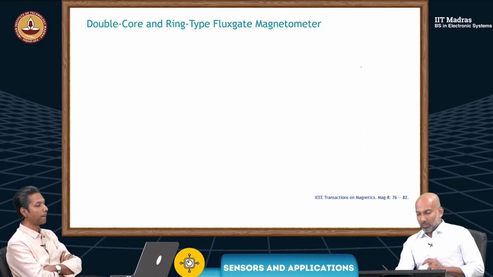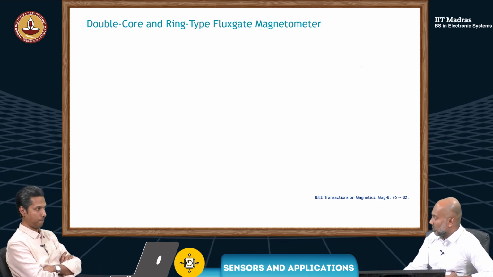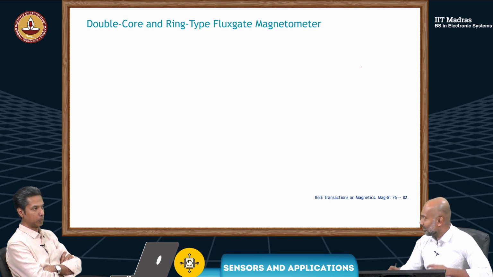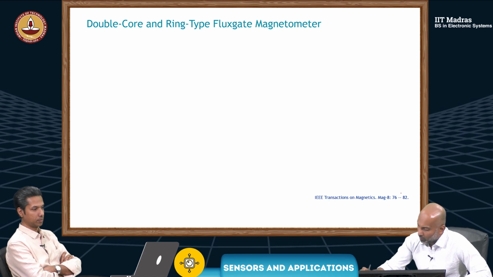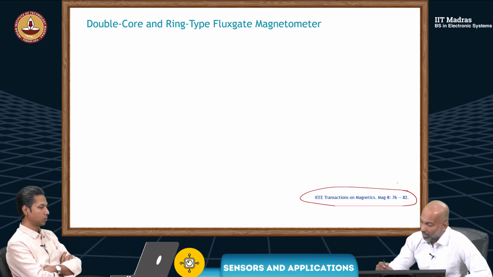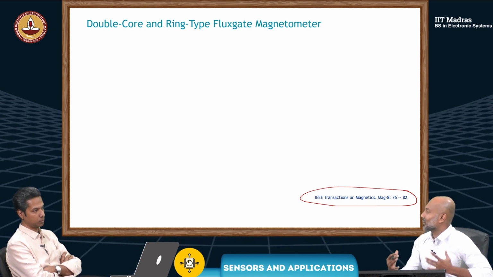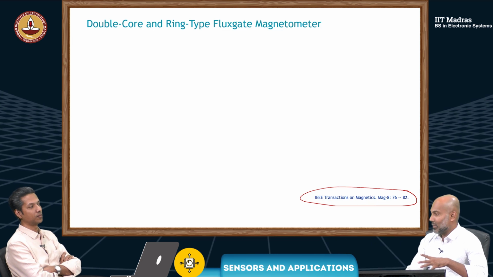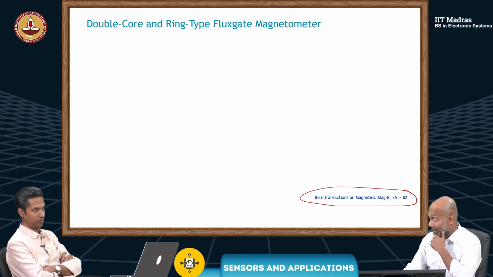So, there's been a lot of experiments that's been done on Fluxgates, double core, ring core, and all these different things. And there's this paper that I found. They have somehow come up with, let's say, a general equation that takes into account everything that we've talked about in the lecture so far.